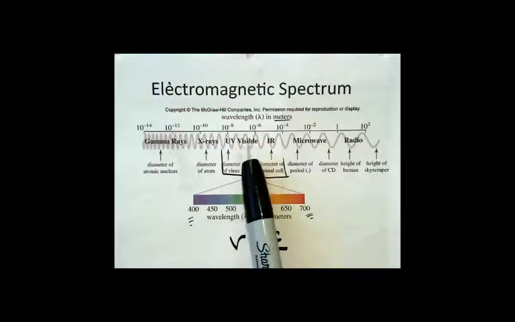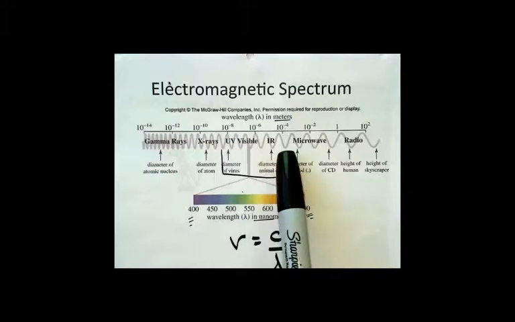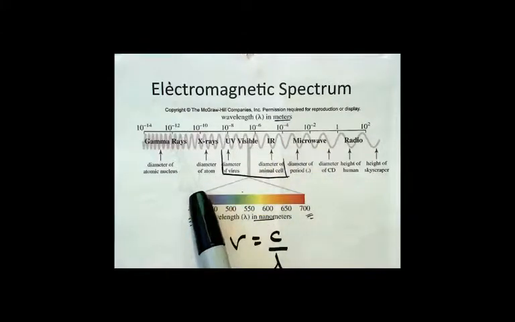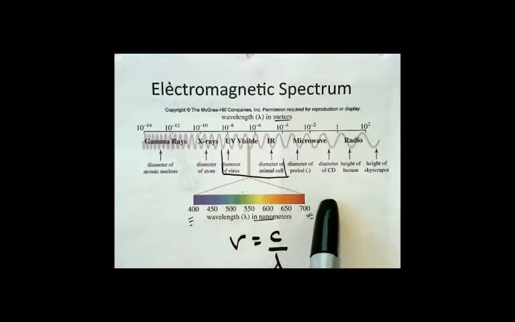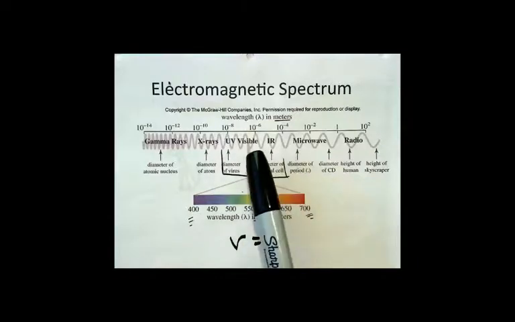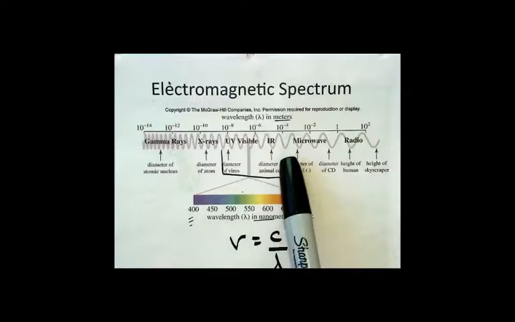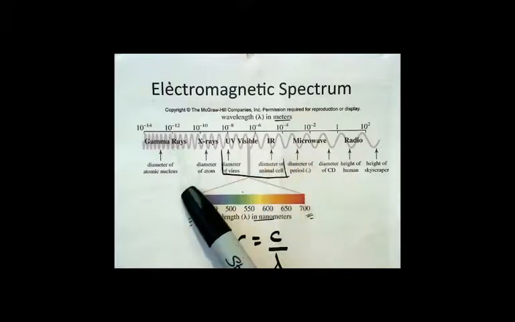We know about visible, but what is to the left of visible is ultraviolet, and what is to the right is infrared. So ultraviolet is beyond the violet, and infrared is to the other side of the red. And that's how you can keep in mind which side of the visible spectrum is the ultraviolet versus the infrared. So the infrared is at the longer wavelength range, and the ultraviolet is at the shorter wavelength range.